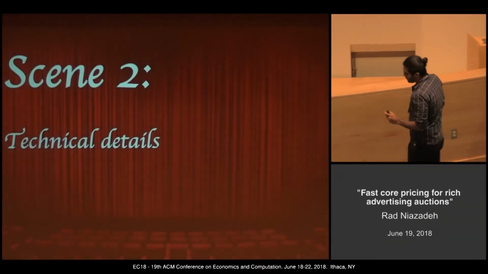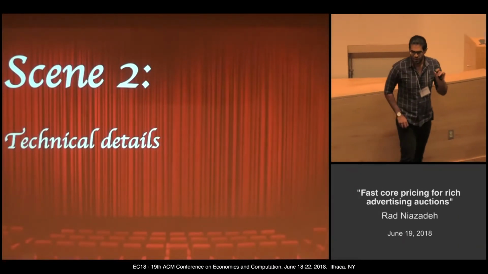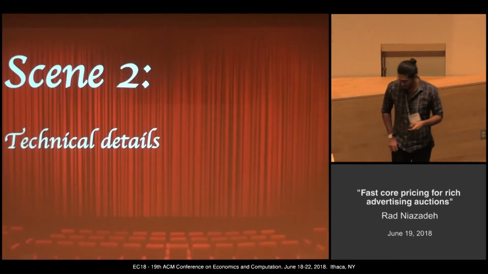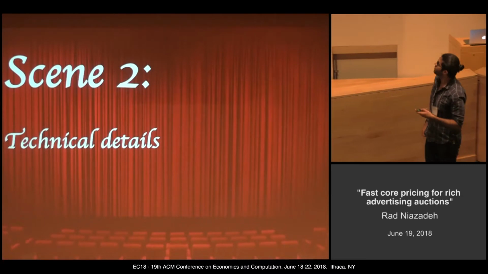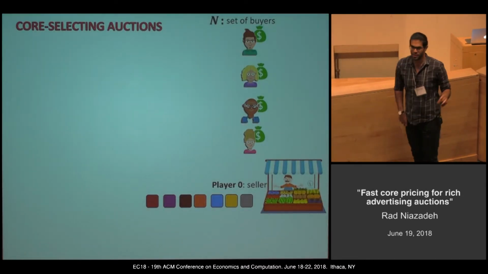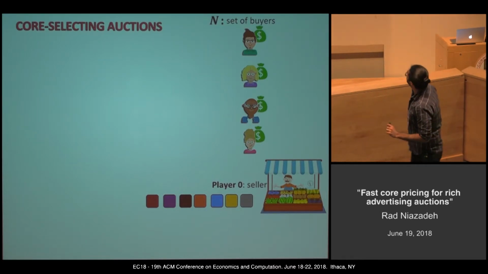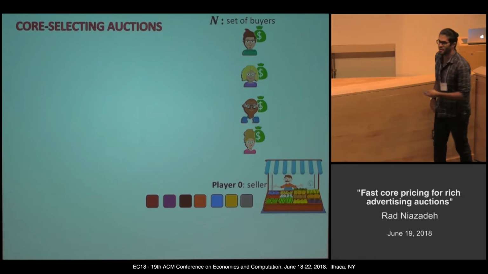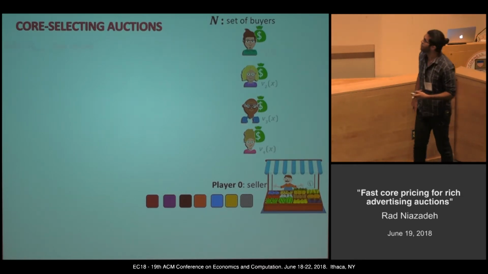So in the remainder of the talk, I'll briefly give you some technical details about how the algorithm works. I need to make things a little bit more concrete, so let me define some notation. We are talking about combinatorial auctions. Let's say N is the set of buyers, and we have one particular player in this game, which is the seller. I denote the seller as player 0.